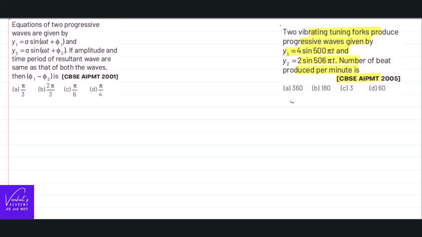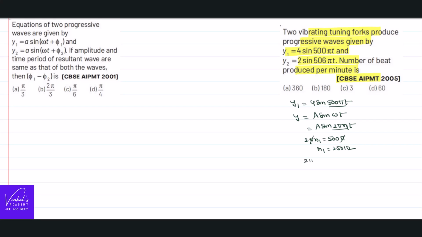So if you look at the equation, it is given that y1 equal to 4 sin 500 pi t. The general equation is y equal to a sin omega t, that is a sin 2 pi n into t. So how much is there in the place of 2 pi n, or 2 pi n1 being the first one? 2 pi n1 is 500 pi. Pi gets cancelled. So n1 equal to 250 Hz.